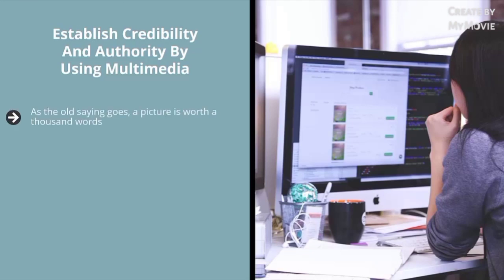This means that if you really want to maximize the amount of authority and credibility you're building in the minds of your target audience members, you need to use the power of multimedia. I am, of course, talking about videos, pictures, diagrams, infographics, you name it. This not only makes your content easier to read, it also makes sure that people aren't bored by your content.